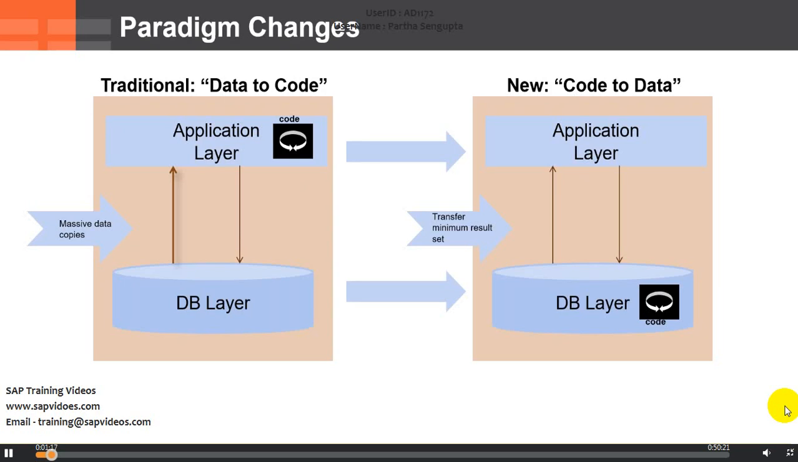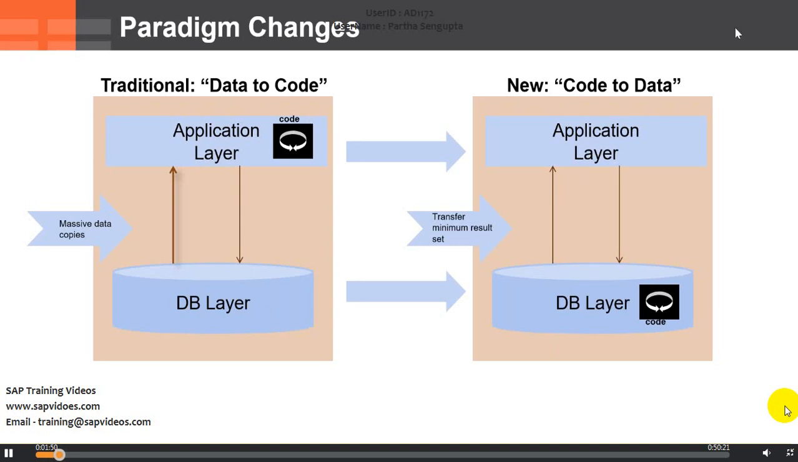So it is a request and response. You are requesting to fetch the data from the application layer by means of an ABAP report program. As soon as you write your query, it fetches the data from your DB layer, and all the result is fetched here. If you see here, massive data gets copied from the DB layer to the application layer. So this approach was known as the data to code paradigm. This is the classical and traditional approach which is followed now.